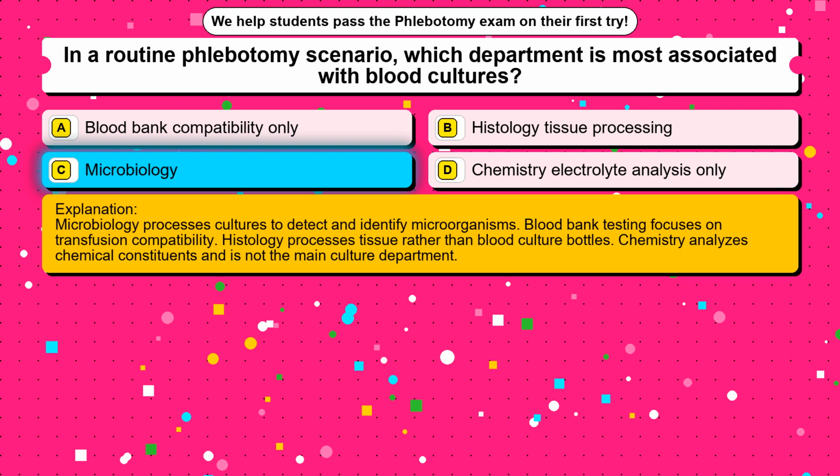Microbiology processes cultures to detect and identify microorganisms. Blood bank testing focuses on transfusion compatibility. Histology processes tissue rather than blood culture bottles. Chemistry analyzes chemical constituents and is not the main culture department.